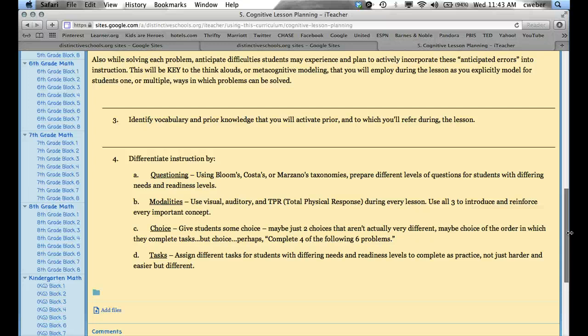That's cognitive science 101. We want to connect new schema to existing schema. So let's go ahead and do that. We know it. Let's do it. And then let's think about differentiation while we're planning this lesson.